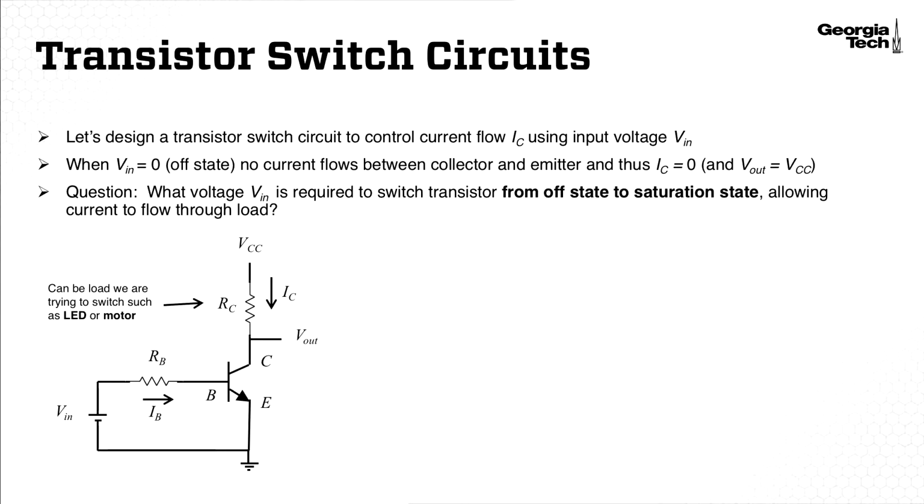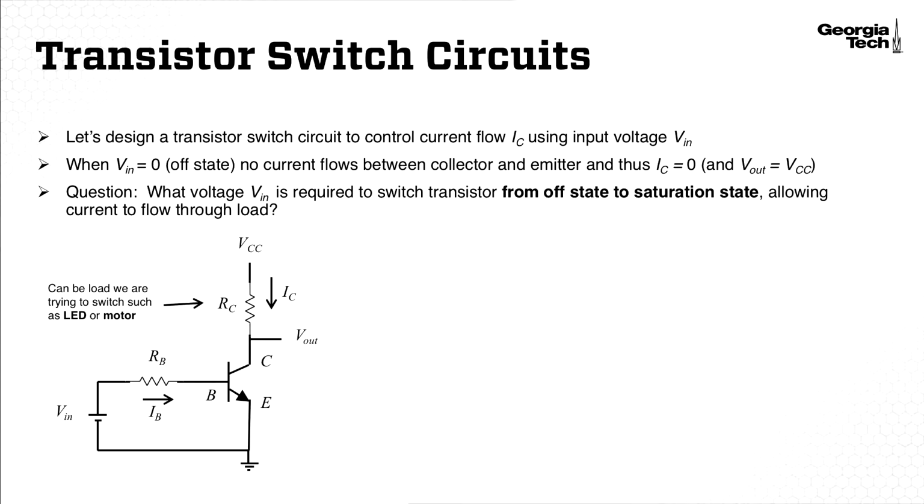Let's design a transistor switch circuit using a BJT to control the current flow IC through our load using our input voltage Vin. When Vin is 0, that places the BJT in an off state. So no current will flow through the collector, between the collector and the emitter, and thus IC is 0, so no current flows through our load.